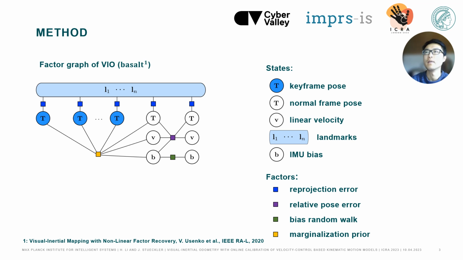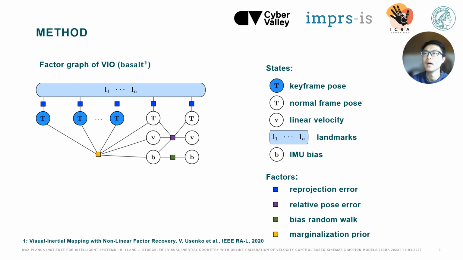We develop our method based on an existing visual-inertial odometry method called Basalt. And the VIO is a method that estimates camera pose based on images and IMU information. The estimated states include frame pose, linear velocity, and landmarks, and also the bias of IMU. So if a normal frame hosts enough observations of landmarks, it will be marked as a keyframe.